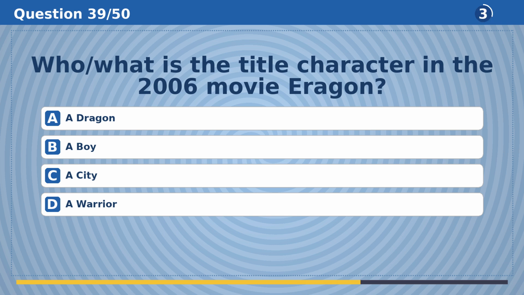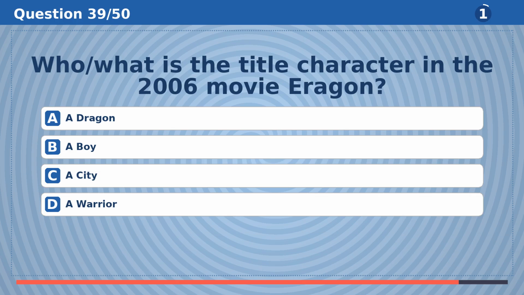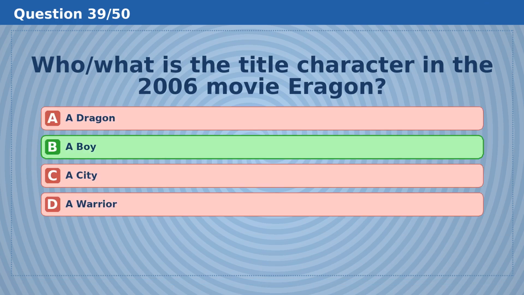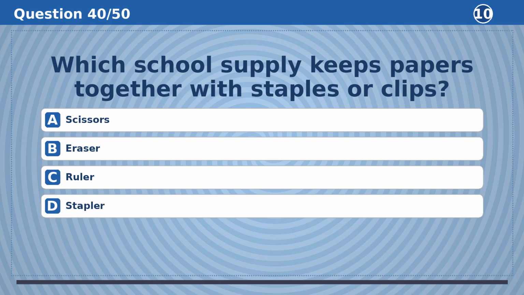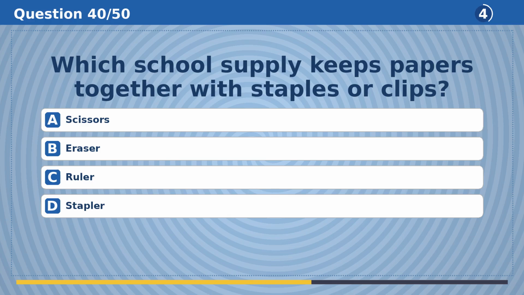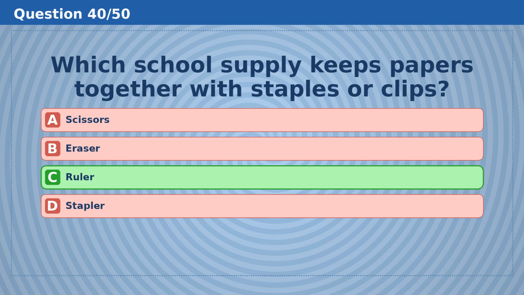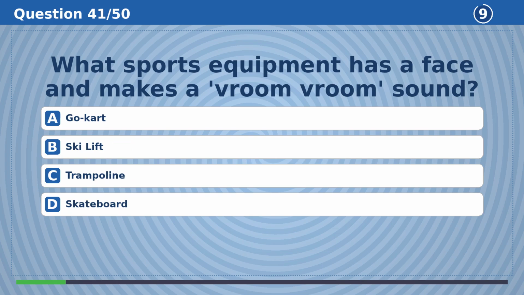What is the title character in the 2006 movie Eragon? The answer is B, a boy. Which school supply keeps papers together with staples or clips? The answer is C, ruler.